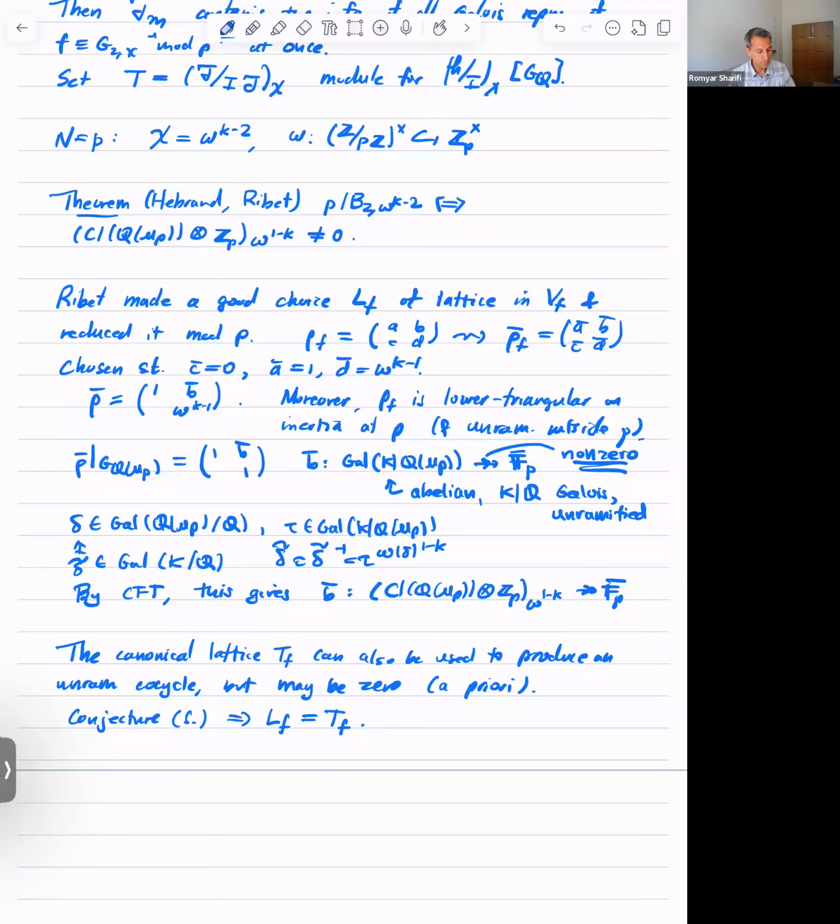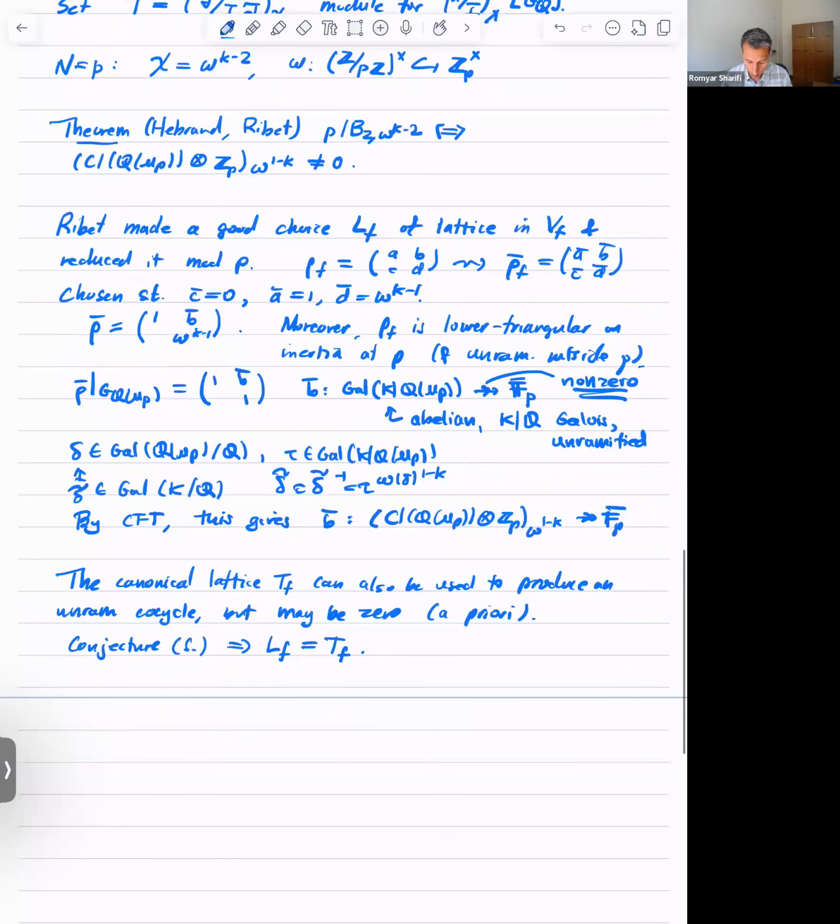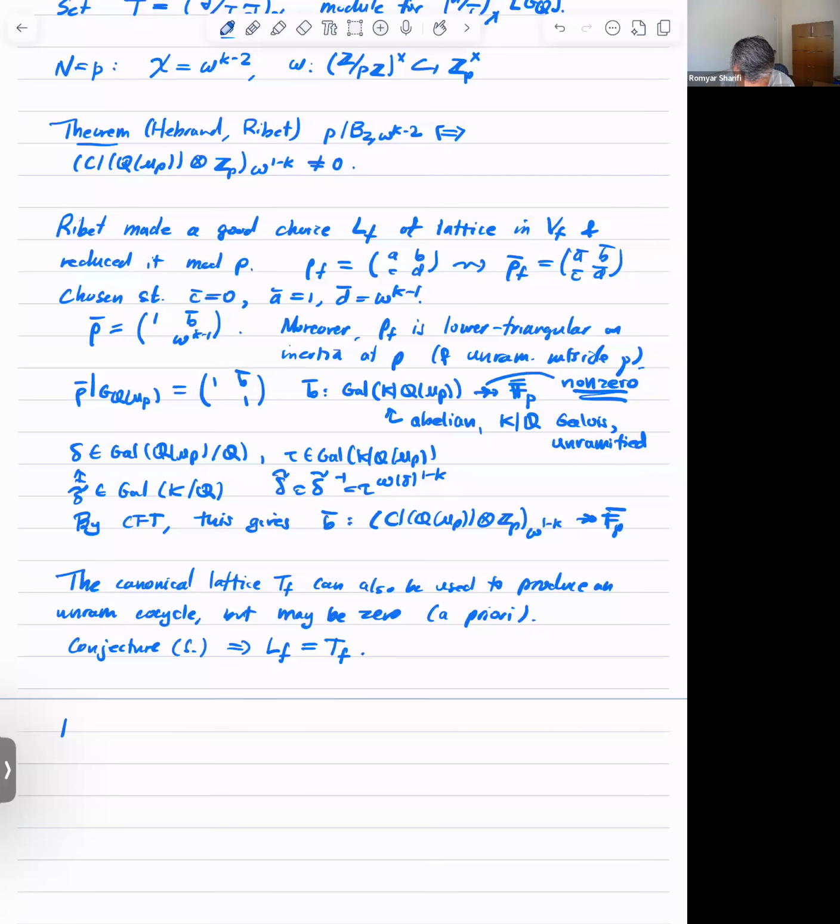So let me go back to the general setting, but not quite fully. Can I just ask a quick question? When you say they're the same, do you mean as Galois modules, or with what? Yeah, they're literally the same. They're the same lattice inside the Galois representation V_F.